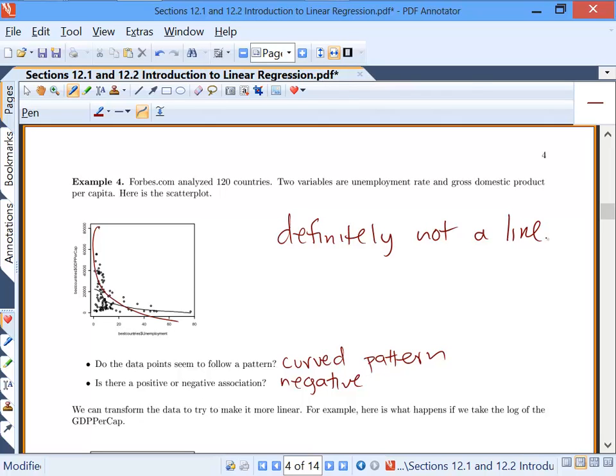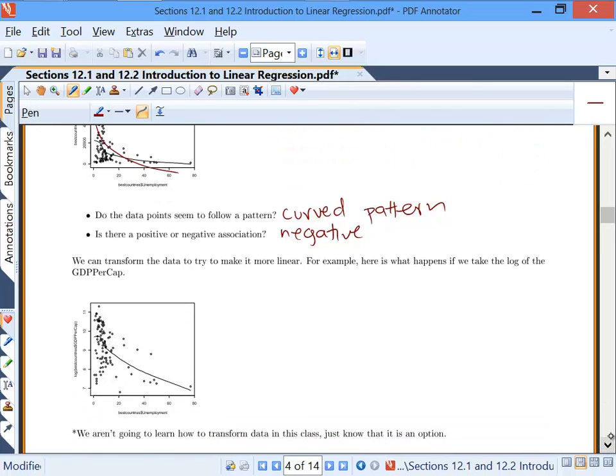And this happens often in practice. You go out and look at a data set and it comes back and it's not a line. But that doesn't mean that you don't want to analyze it. One of the things you can try to do is transform the data and try to make it look more linear. For example, this is what happens if you take the log of the GDP per capita. You still plot your unemployment here, but then you do the log of the gross domestic product over here. Notice it doesn't look exactly linear, but does it look a little bit better? Not perfect or close to perfect, but a little better.